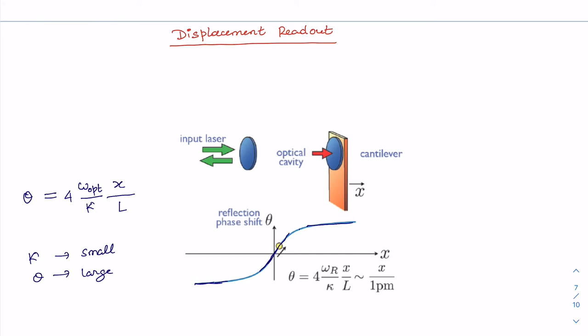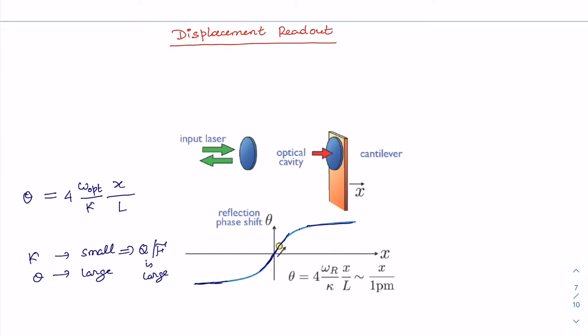measure. And if kappa, the cavity decay rate, is small, that means the quality factor or the finesse of the cavity has to be large. And what does that mean? That means that the number of oscillations the photon will make inside the cavity will be large, or in other words, it means that the photon will survive inside the cavity for a longer amount of time. And this is the reason why in a cavity optomechanical system we require a high Q cavity or high finesse cavity.